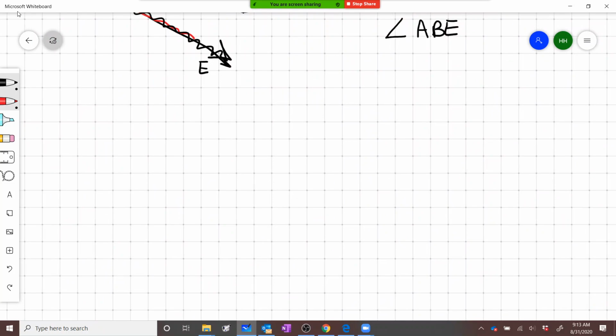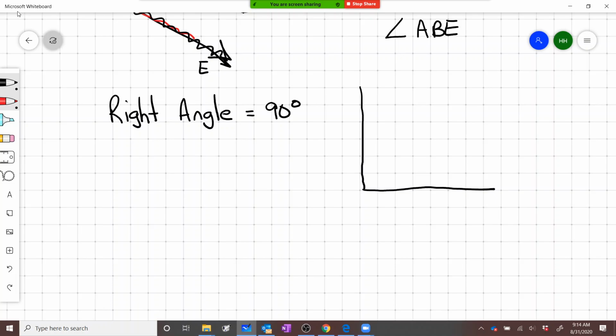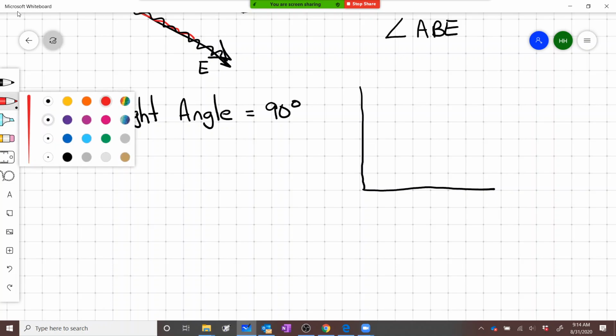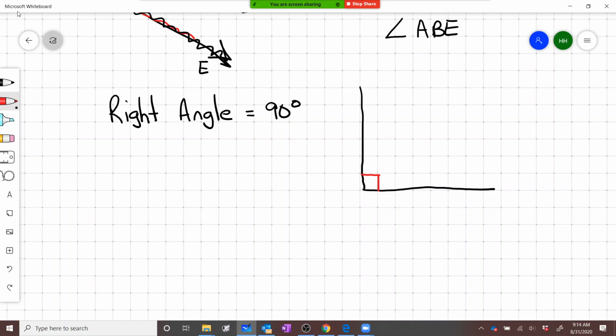All right, let's talk about a right angle. What's the degree measure of a right angle? Anybody remember? 90 degrees. So right angle equals 90 degrees. Here's a picture of a right angle. And this symbol right down in here means 90 degrees.